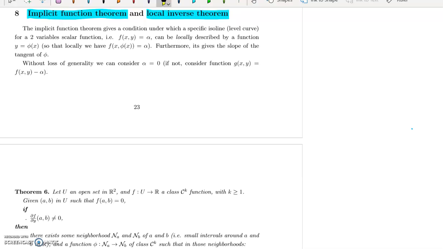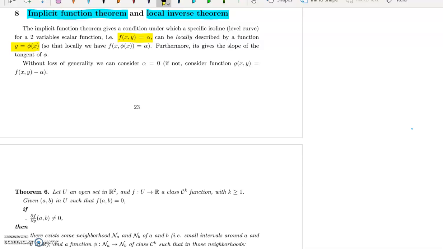Well, we start with a function f of x, y, a function of two variables, and we look at some specific isoline. That means we look at all the (x, y)'s that satisfy f(x, y) equals alpha. So that's a level curve, an isoline, whatever name you want to give it. Okay, so the idea is: can we locally describe this isoline as a function y equals phi of x? And that phi is what is called the implicit function.